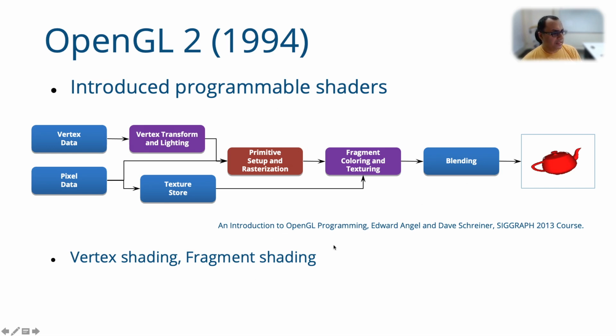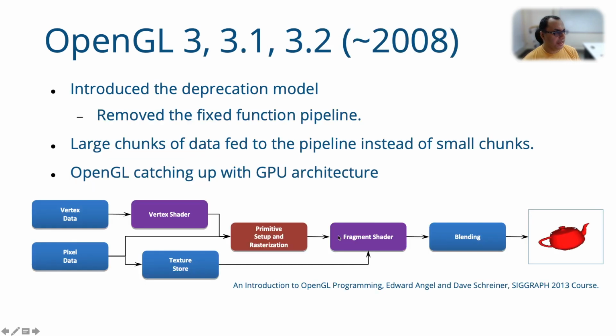So OpenGL 2 added limited support for vertex shading and fragment shading, but it was really in OpenGL 3 to 3.2 that OpenGL introduced a deprecation model and said that the fixed function pipeline is now deprecated. Another major change was that instead of feeding small chunks of data and then drawing them, and then feeding more small chunks of data and drawing them, OpenGL now said that we will feed in data in large buffers. This was of course more efficient because you have to do less IO with the GPU and you can render all that data in bulk.